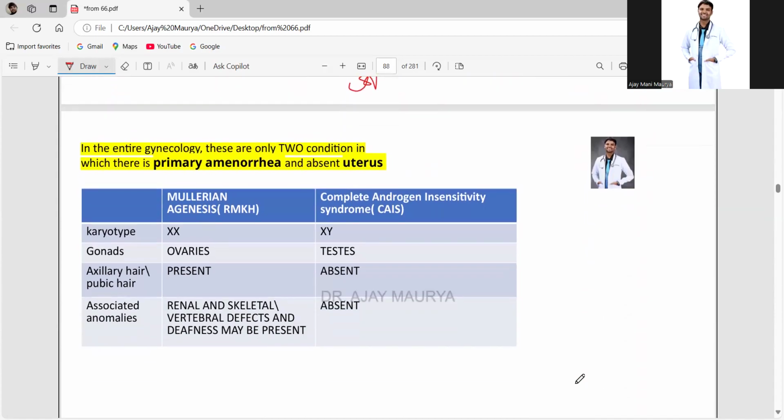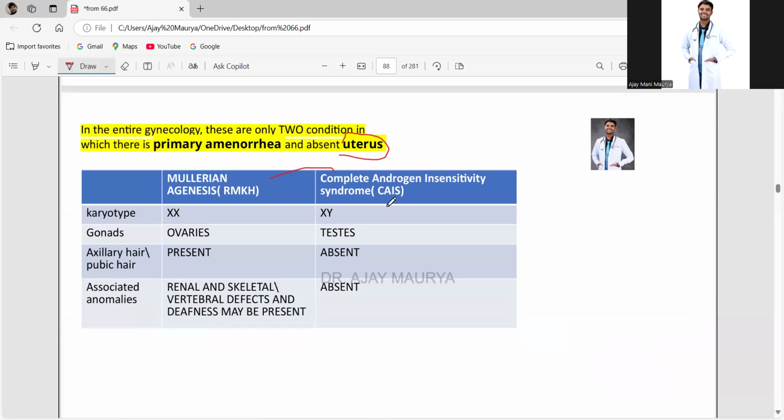Next one, in the entire gynecology, guys, if they ask a question and mention that there is an absent uterus, then you have to think about only these two scenarios: Mullerian agenesis and complete androgen insensitivity syndrome.